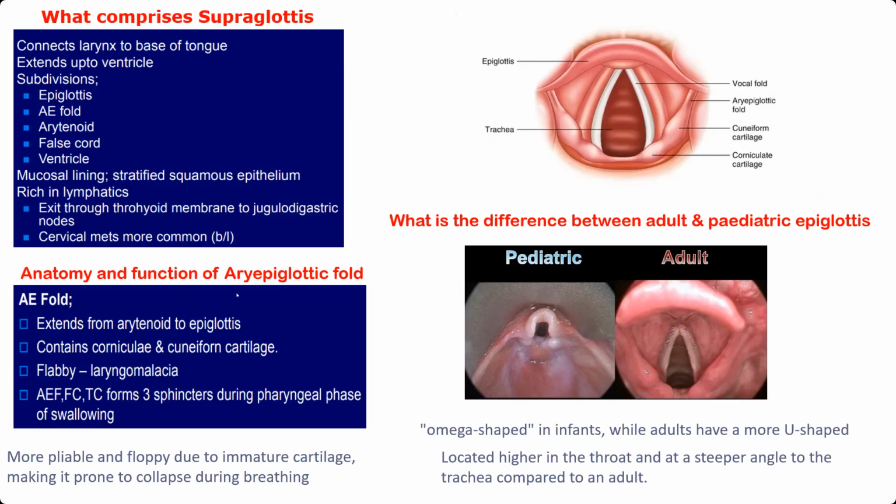And they also have three sphincters during the pharyngeal phase of swallowing. The importance of the aryepiglottic fold is it has to close properly to prevent aspiration. So during swallowing, all the three structures, aryepiglottic fold, false vocal cords and true vocal cords, all of them will close to prevent aspiration into the lower respiratory tract.